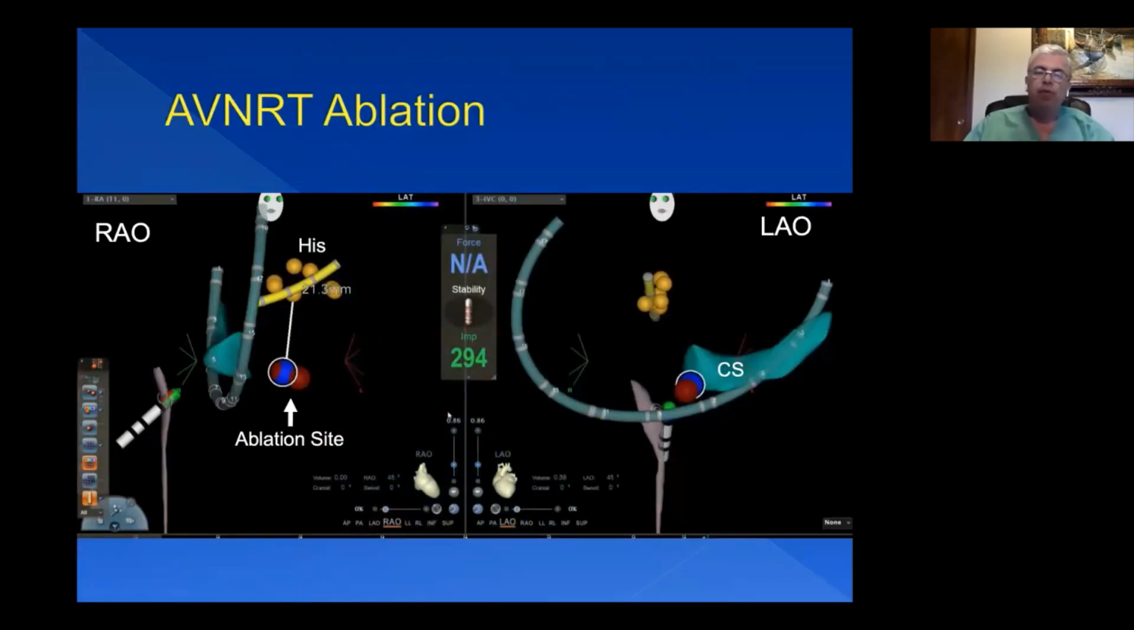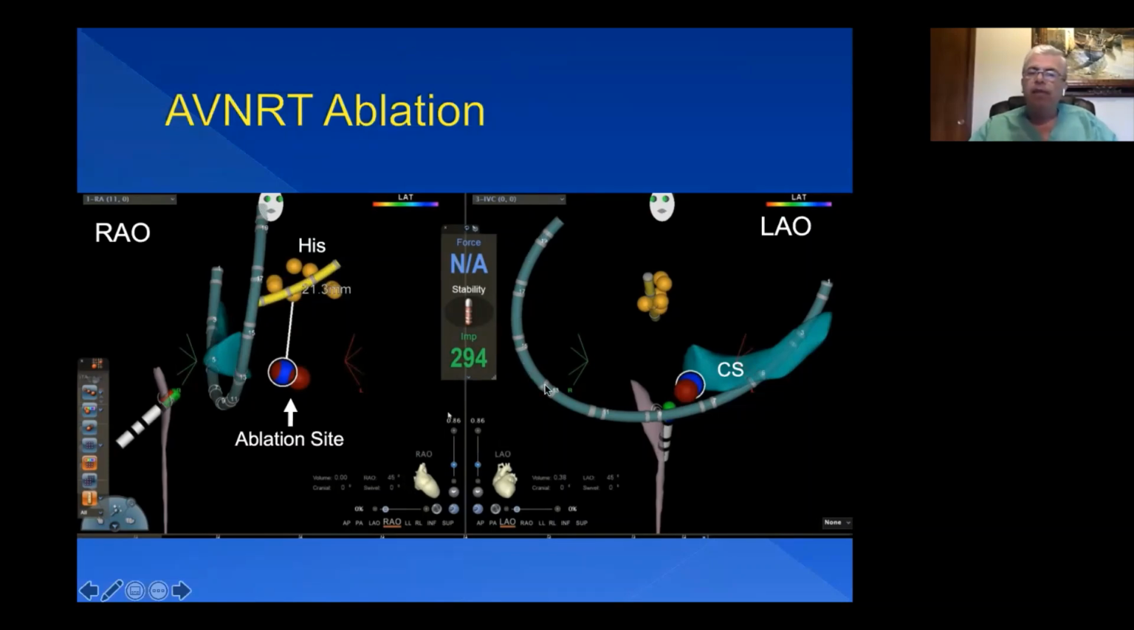And again, to show you the technology that allows us to see all that, we go inside the heart. We record every area where the His bundle is recorded or where the AV node is, and create what we call a cloud. So we know the location of the AV node and His bundle to stay away from it. And this is the His catheter recording that area.